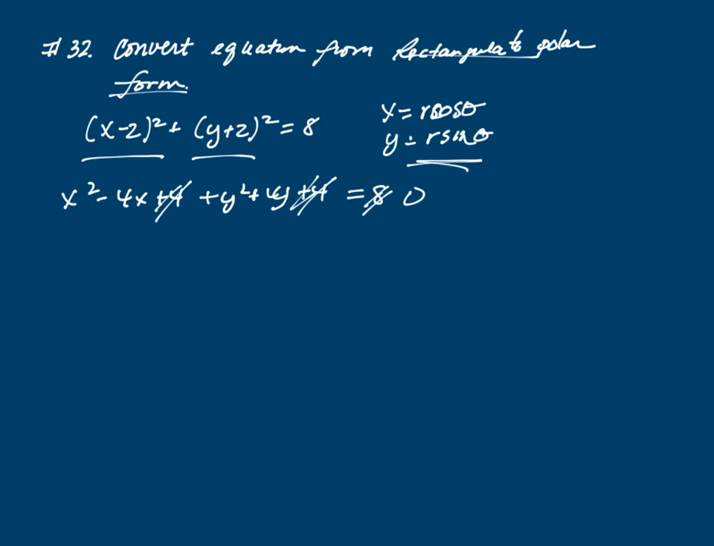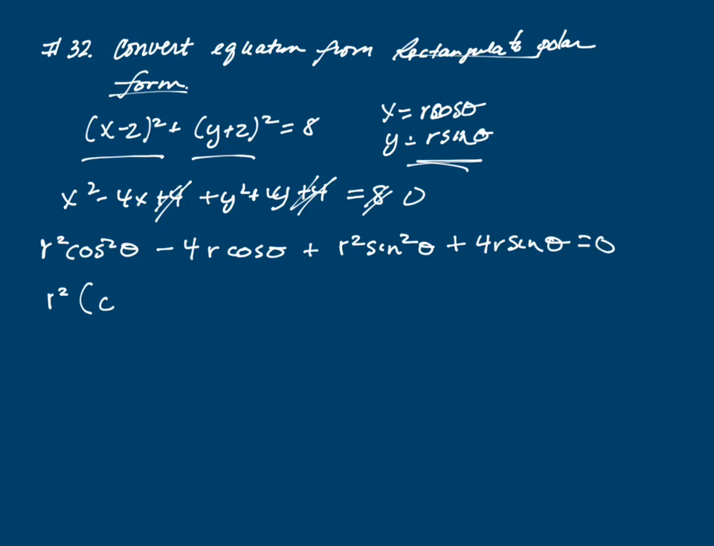x squared would be r squared cosine squared theta minus 4r cosine theta plus, and then y squared would be r squared sine squared theta plus 4r sine theta equals 0. So we are going to do that little trick where you can pull out the Pythagorean identity. Let's get our r squareds together. So that would be cosine squared theta plus sine squared theta. And now let's put these two guys on the other side.